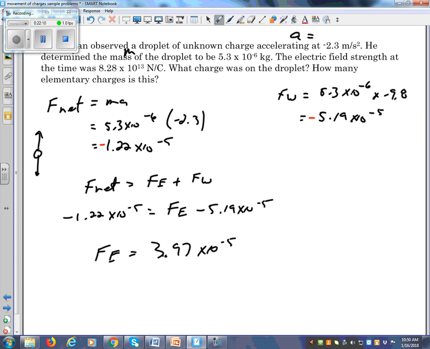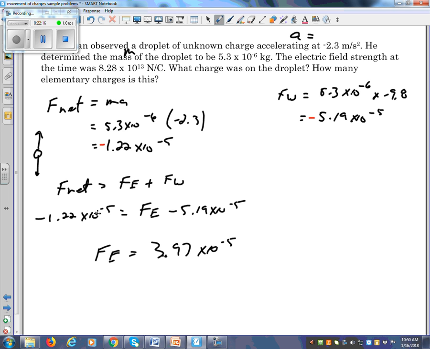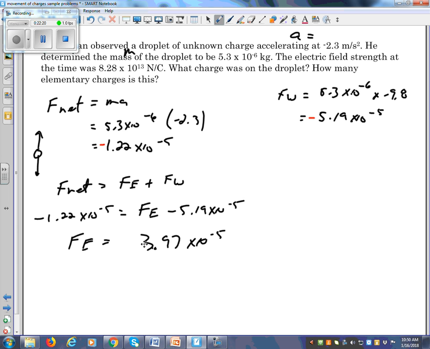But we want to know what the charge is, right? In elementary charge. Well, let's get it in coulombs first. So, E equals F over Q. The E value, 8.28 times 10 to the 13. The F value is this number.